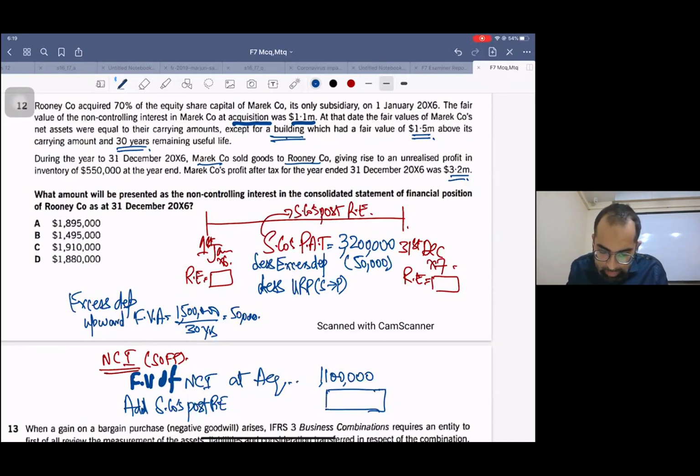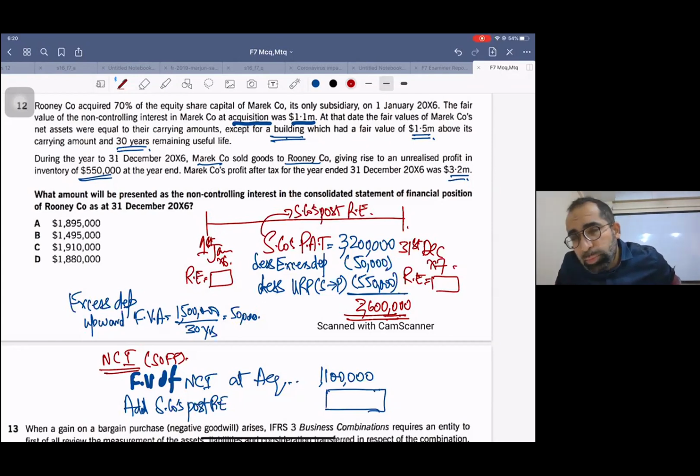See, during the year ended 31st December X6, Marek sold goods to Ronnie, an S2P sale, giving rise to a ready-made unrealized profit of 550. So this 550,000 URP will be deducted from this profit. Now, can anybody tell me the adjusted S company's post retained earning? It's 2,600,000. I repeat, as we do this fair value adjustment for S company's assets, the excess depreciation will also affect the S company's profit. That's why I have subtracted. And the sale which we are discussing right now is an S2P sale, and we all know the URP of an S2P sale affects the NCI. So your adjusted S company's post retained earning is 2,600,000.